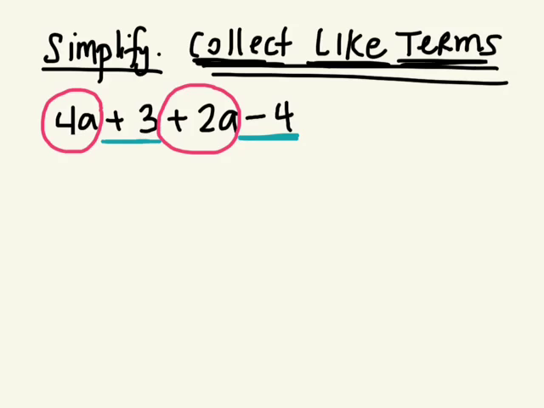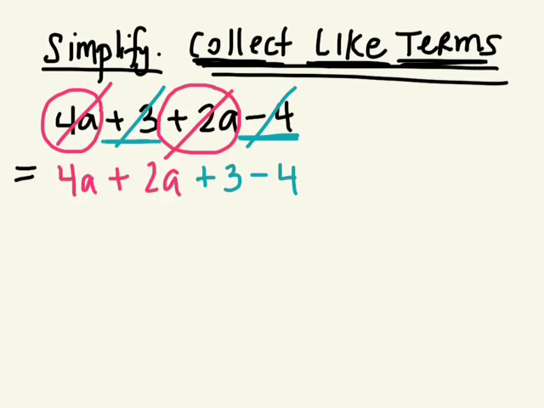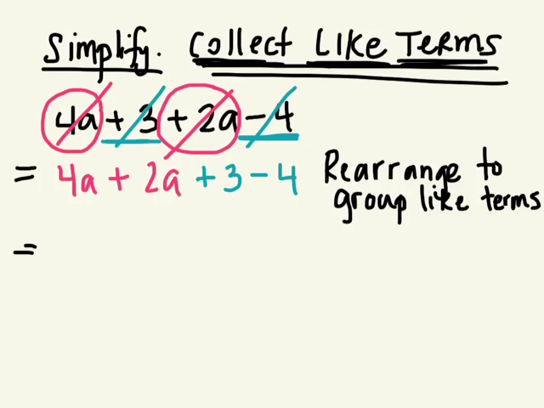Negative 4. Okay? So we're going to rearrange this expression. So I'm going to write it in the order with my like terms grouped together. So I have 4a. I have a positive 2a. I know I can add those together. Then I have a positive 3 and a negative 4. I still have 4 terms. All I've done is rearranged this expression. Okay, so that's the first step. Now we're going to simplify. I know because these are like terms, I can simplify them. 4a plus 2a is 6a. So I made this shorter.